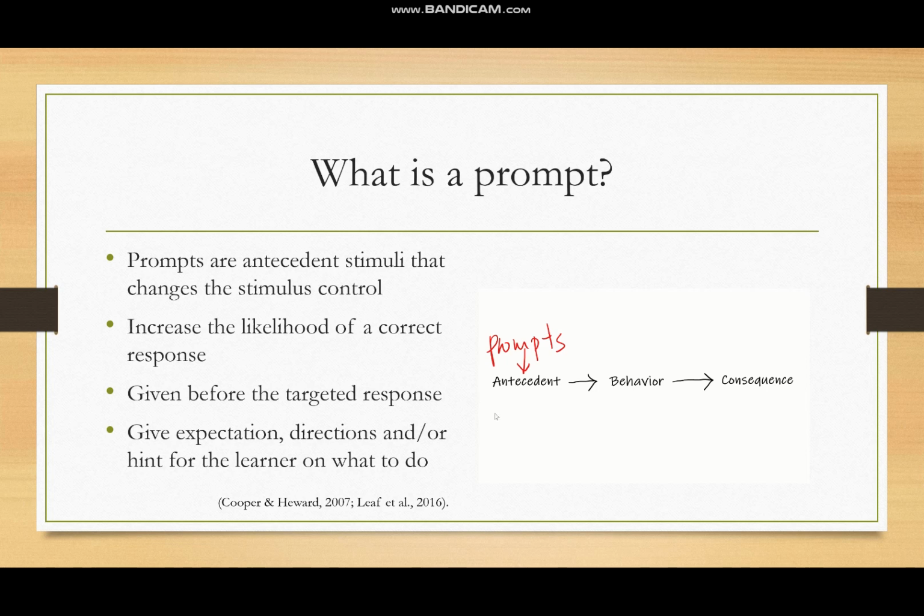For example, back to the example that I talked about, when a child saw a bird, a prompt can be the mom says bird, which is a modeling prompt, and the child repeats bird, and his mom says good boy. So the prompts here ensure that the boy has the correct behavior, says bird, in order to have the praise, which is a positive reinforcement that increases the likelihood of the behavior again.